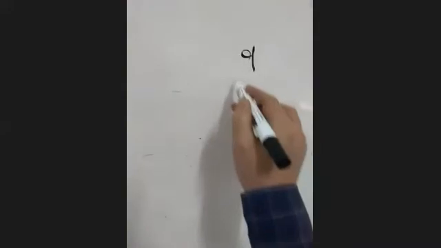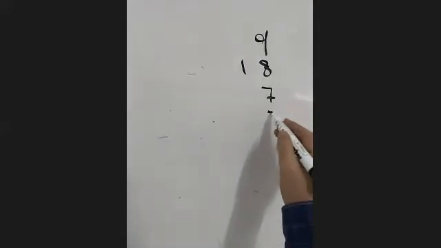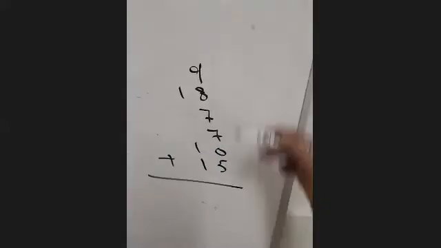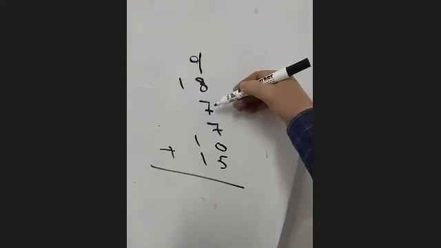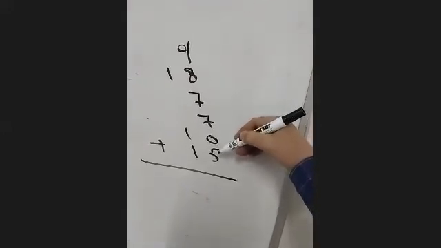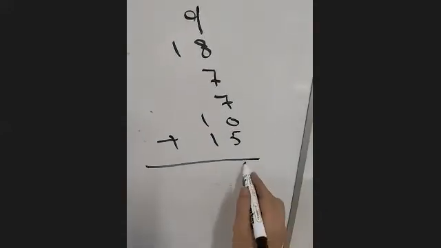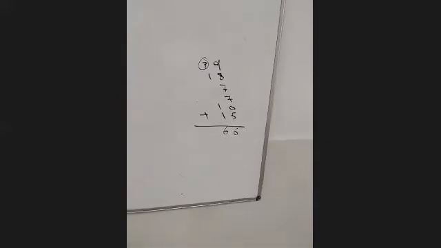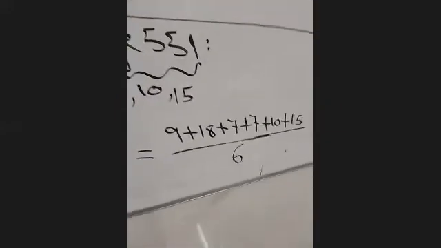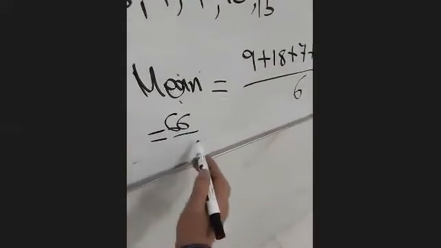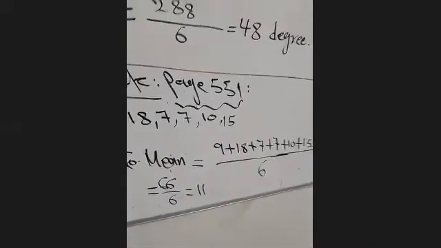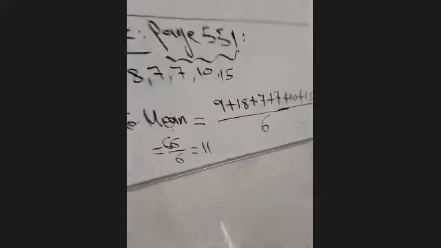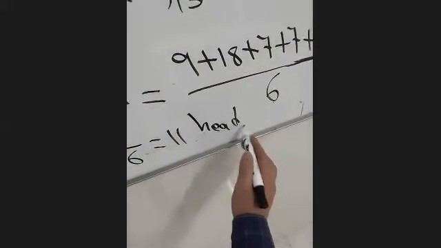Let's add these numbers together. We have 9, 18, 7, 7, 10, and 15. 17, 24, 31, 36. So here 6, here 3, 4, 5, 6. So we have 66 over 6. How much? 11. Equal 11. 11 what? 11 headphones.